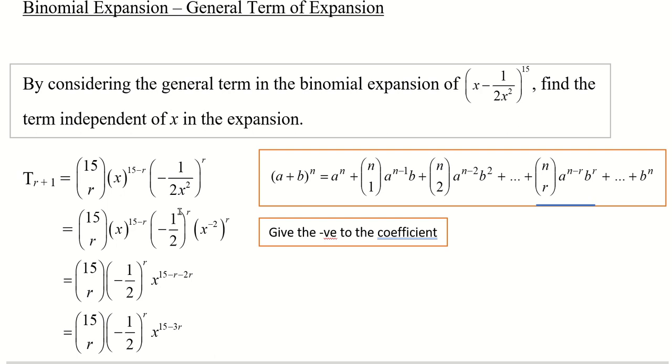So what you do is you bring this negative half power r, shift it to the front, and then this x power negative 2 to the r is actually x power negative 2r. And when the base is the same, you multiply, the powers you can add together. So what you have is 15 minus r plus negative 2r, which you get here, 15 minus r minus 2r. And if you simplify, you get x power 15 minus 3r. So with this general term, you can now try to find the term independent of x in the expansion.